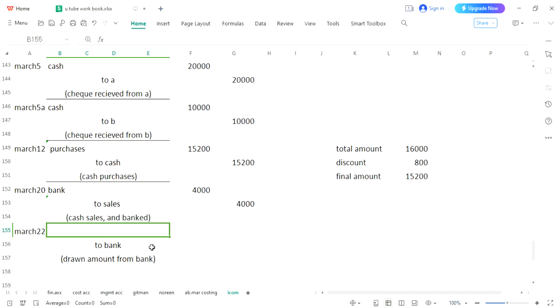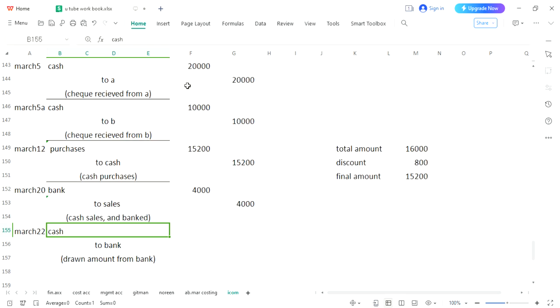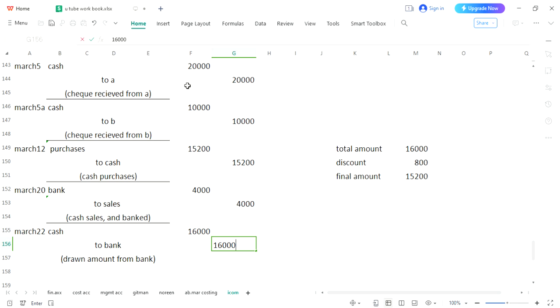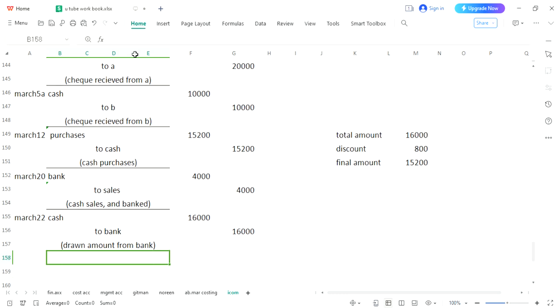And what you will receive when you will draw your amount, you will receive the cash. Cash is your asset. Asset is increasing. Increase in asset should be debited. That is why you have written cash on debit side. Cash to bank is your entry. How much cash you have drawn? 16,000. So just put 16,000 on debit side and same 16,000 would be posted on credit side. So drawn cash from the bank, cash to bank is your entry.